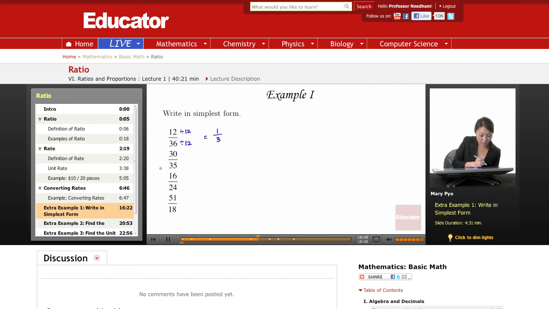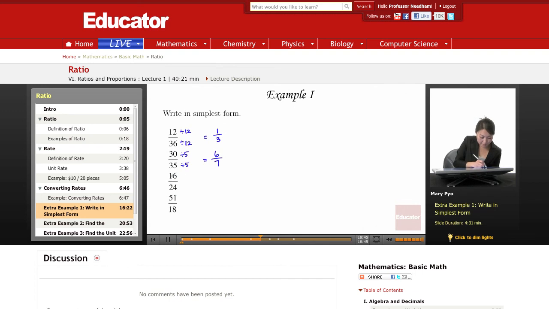This next one, I know because this ends in a 0 and this ends in a 5, that they're both divisible by 5. So I'm going to take 30 divided by 5 and 35 divided by 5. 30 divided by 5 is 6, and 35 divided by 5 is 7. So this is simplest form. That means the ratio of 6 to 7 is the same as 30 to 35.